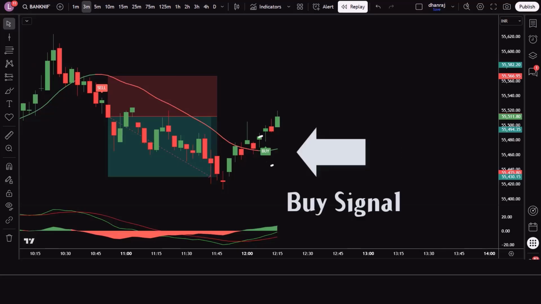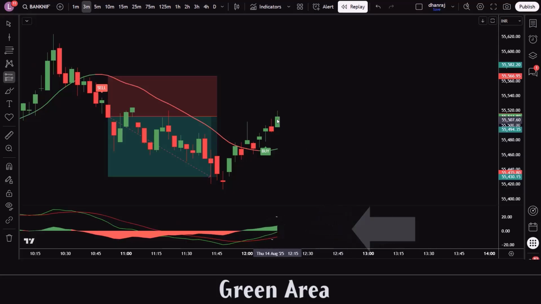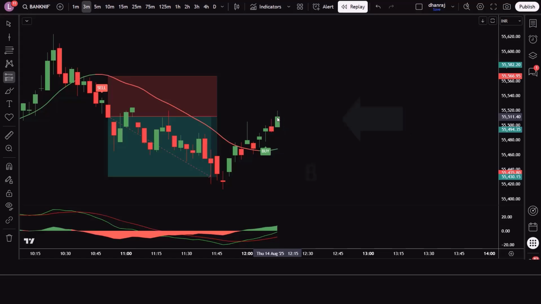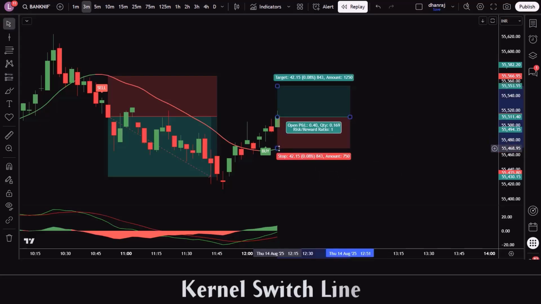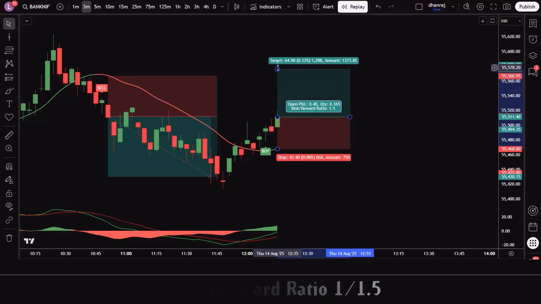Here the kernel switch indicator gives us a buy signal. Here the MACD with BG indicator shows a green area. Here the market has made a bullish candle to give confirmation. So all our conditions are being fulfilled, so we are placing an order to buy. Our stop loss is to be placed at the kernel switch line, and the risk-to-reward ratio will be 1:1.5.